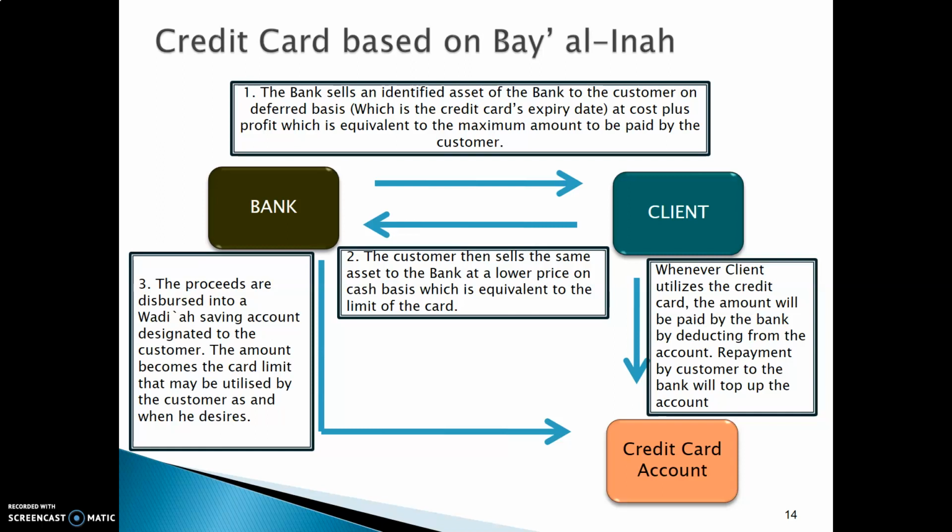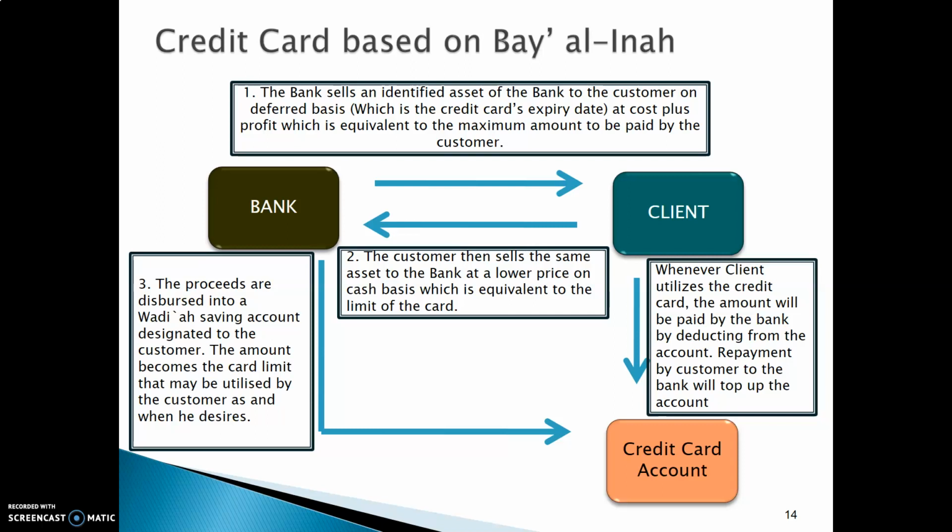So the first thing adalah bank jual identified asset of the bank to the customer. Bank ada asset, bank jual asset dia kepada customer on deferred payment basis, secara berhutang dan bayar secara angsuran, at a cost plus profit. Dia dah siap-siap dah cost. For example, tanah harga 30,000, dia markup hingga 50,000, so untung di situ dia bagi tahu 20,000. Customer need to pay 50,000 but on the deferred payment basis.